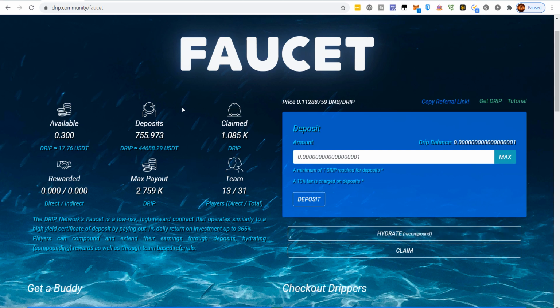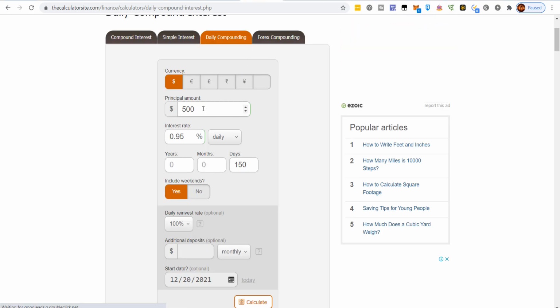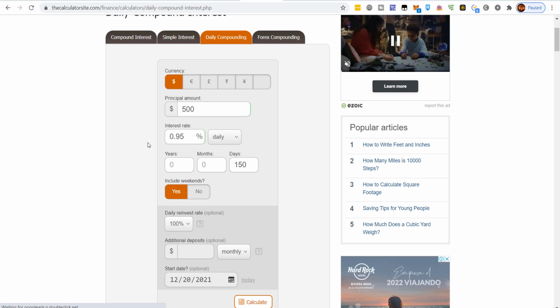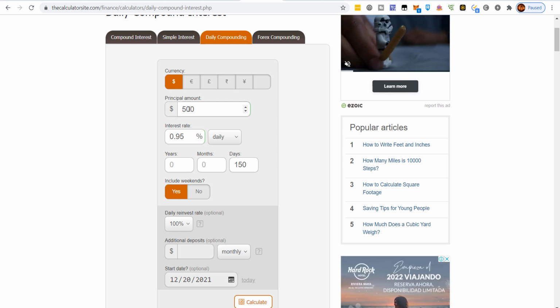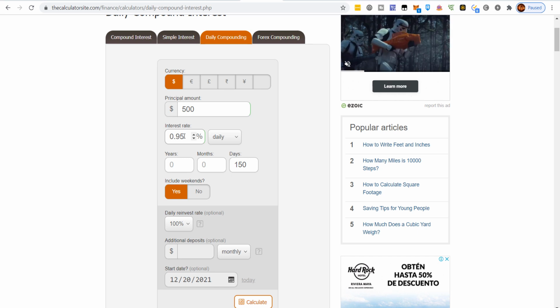Why? Because this is going to grow like crazy. Just to show you quickly, a compound interest calculator. If you have 500 Drip, right? This is not dollars. This is Drip. If you have 500 Drip, it compounds. It's 1% a day, but I said 0.95% because there's actually a 5% fee to compound.